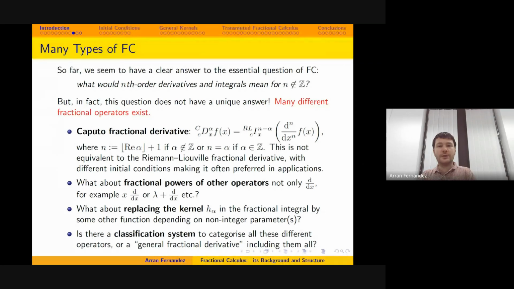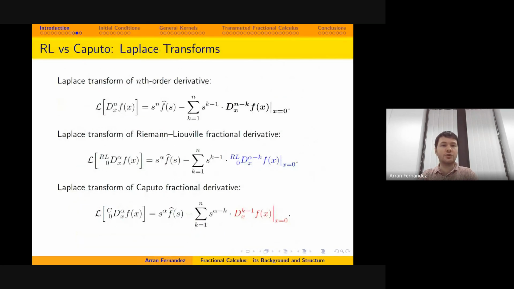So that's what I'm going to talk about in the third and fourth sections of this talk. For now, I want to mention a few topics that will lead on to the next section on initial conditions. A classical result from any course on differential equations is the Laplace transform of the nth order derivative. This is very useful for solving ODEs, some PDEs.